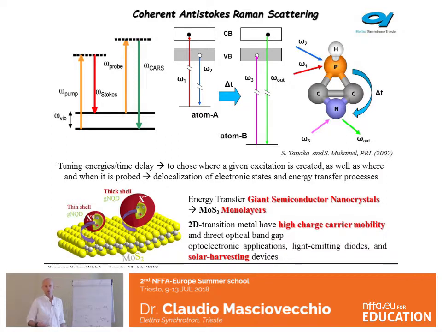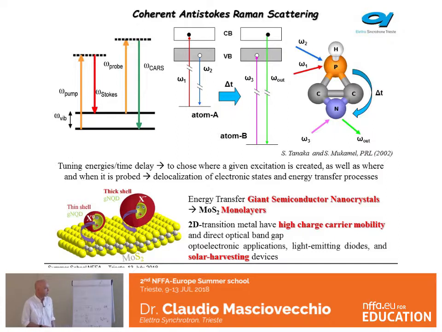So this you can do in some molecules in the gas phase. This is extremely important because you have chemical selectivity, so you can decide on what atom to create the exciton, and you can decide where you want to study the evolution in time of your exciton, if it's moving to another atom, and another again. So this is a kind of unique spectroscopy.